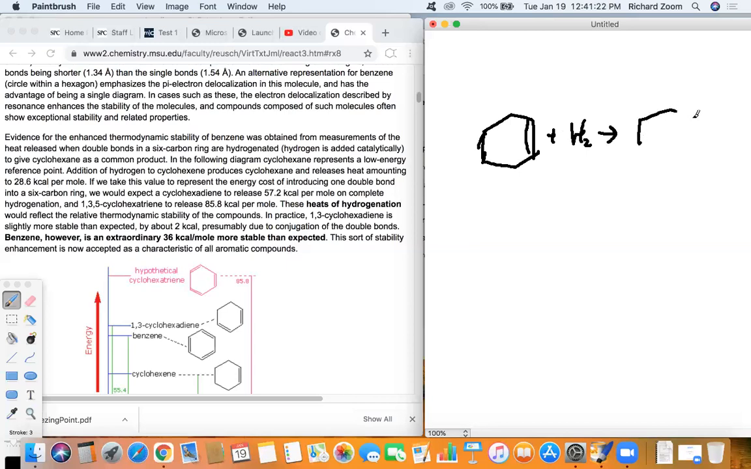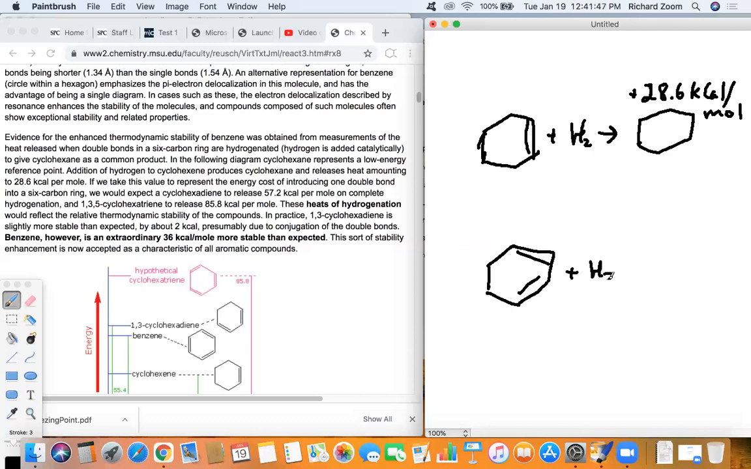Okay, so if we treat this with hydrogen, we'll end up with cyclohexane, and it'll also be plus 28.6 kilocalories per mole. So that gives you an idea of the energy tied up in that double bond. Now, if you've got two double bonds, we still end up with cyclohexane as a product here.